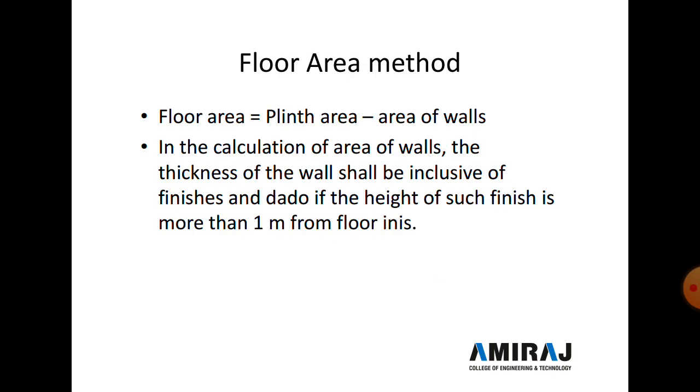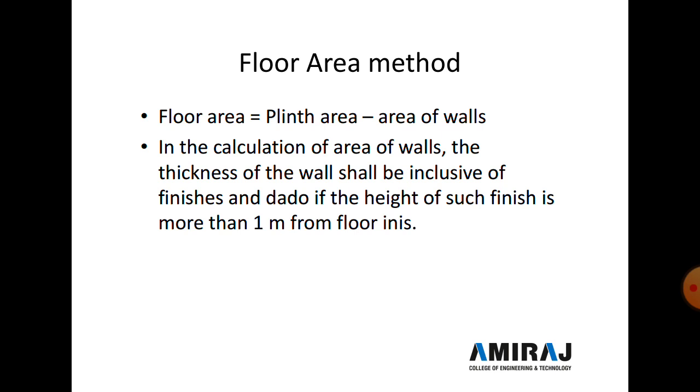Now next is the floor area method. Floor area is equal to plinth area minus the area of the walls. So the area of the walls is excluded from the plinth area. In the calculation of the area of walls, the thickness of the walls shall be inclusive of finish and dado if the height of such finishes is more than 1 meter from the floor. Now the following shall be included in the wall area.